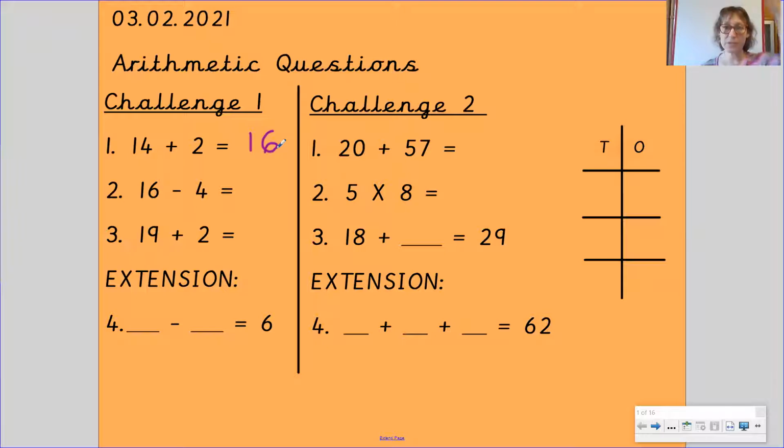16, take away 4. So 16 in my head, 4 on my fingers, and I'm taking away this time, so I'm counting backwards. 16, 15, 14, 13, 12. 19, add 2. So 19 in my head, 2 on my fingers, 19, 20, 21.